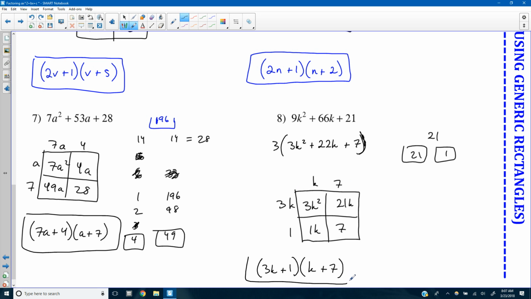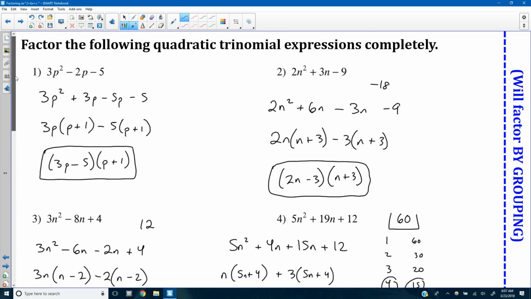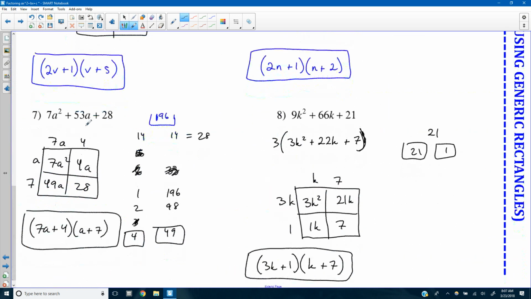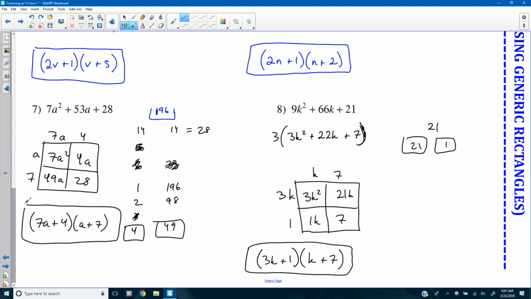The only reason why I said that this one is slower than this one is because, number one, I'm spending time drawing a stupid rectangle. Number two, if this is a composite number, it does take longer. So in a best case scenario, it might be faster than factoring by grouping. In an average or worst case scenario, it might be slower. It depends on the problem. Okay, I'm done with those.